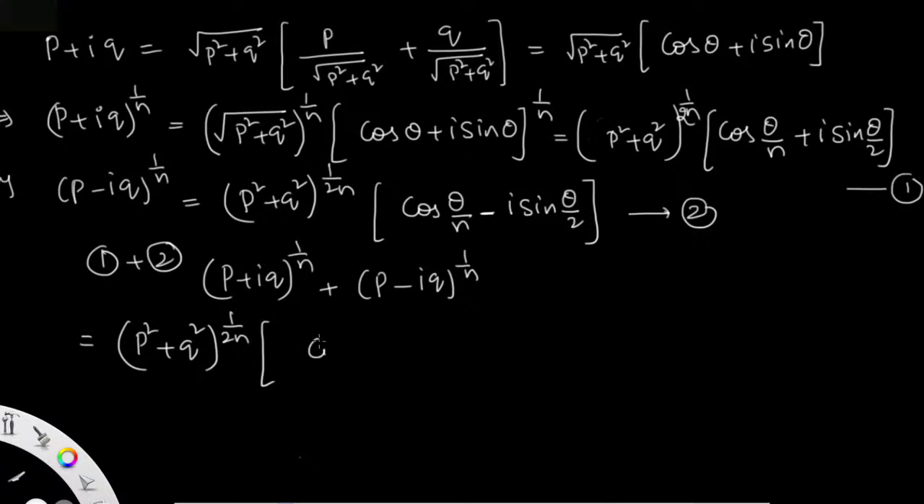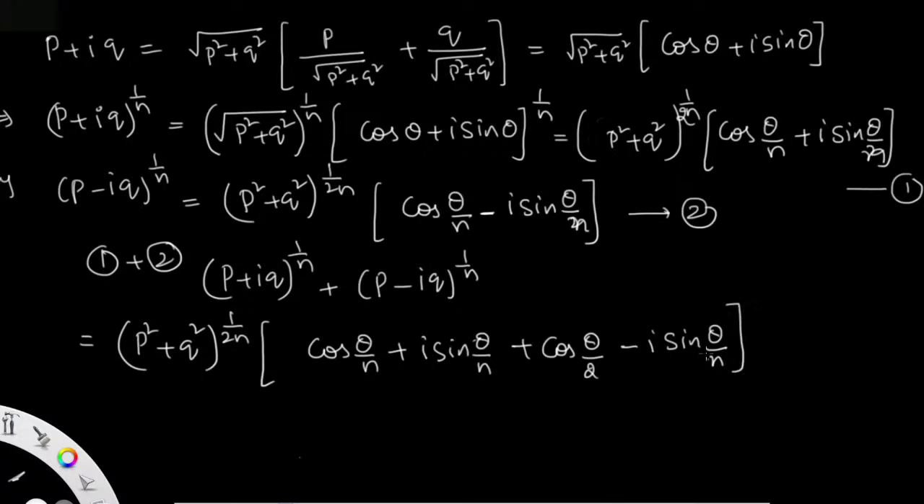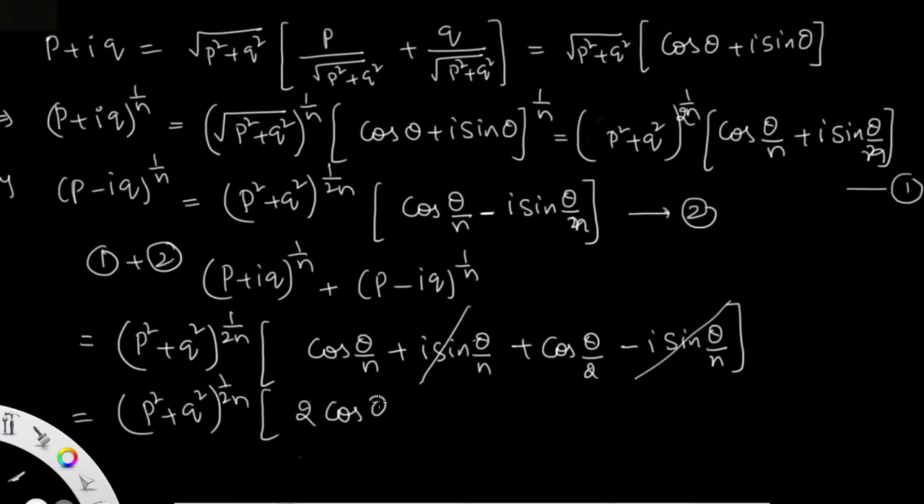Then you write first term as cos theta by n plus i sin theta by n. Here write theta by n, here also theta by n, plus cos theta by n minus i sin theta by n. Now sin terms will get cancelled. So that is (p square plus q square) whole to the power of 1 by 2n into 2 cos theta by n.